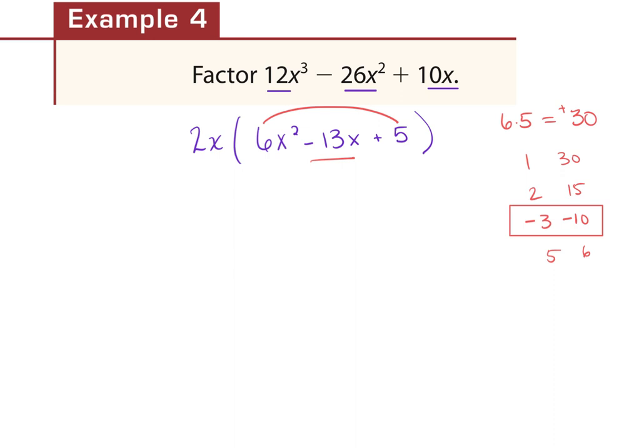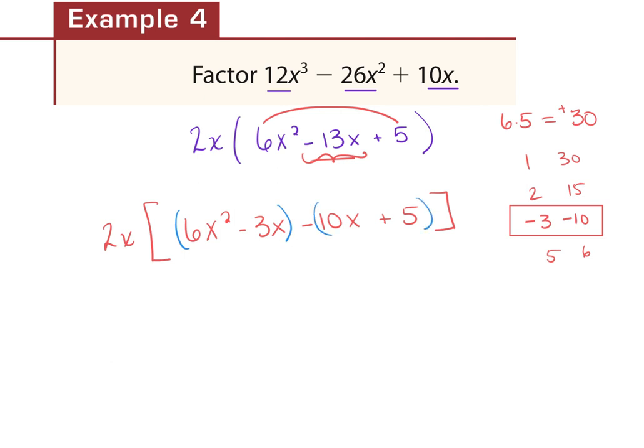So now I'm going to rewrite it. I'm going to leave the 2x alone. You'll notice I do brackets because I'm about to group it. I'm going to rewrite it: 6x squared minus 3x minus 10x plus 5. We're just rewriting this term right here. And now I'm going to factor by grouping. Group the first two, group the second two. I grouped behind a negative, so I'm going to change that sign.